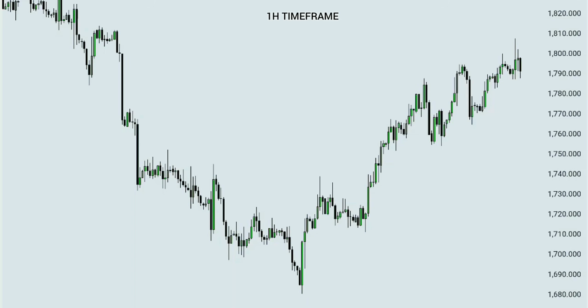From that zone, we see clear rejection, shifting the focus towards sell-side liquidity resting below the market. This is not prediction. It's a logical framework to understand market behavior and risk.